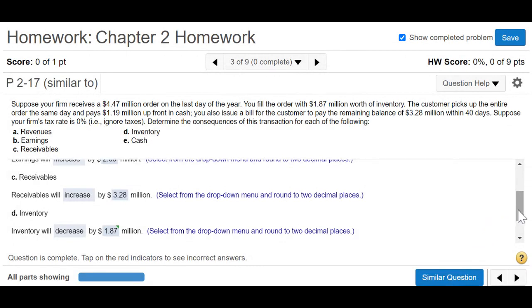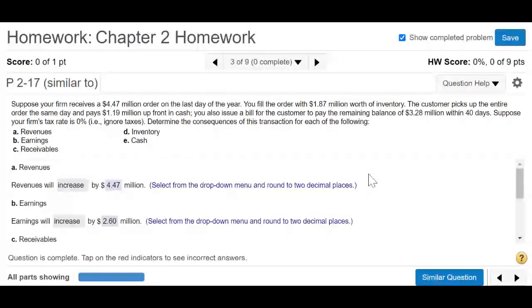Okay. We have a company. Suppose your firm receives a 4.47 order on the last day of the year. Don't worry about the last day of the year. It doesn't matter. That's not what we're concerned about. So that order is a revenue. In other words, this is what we do to receive. So our earnings, but what happened was we gave them 1.87 million worth of inventory.